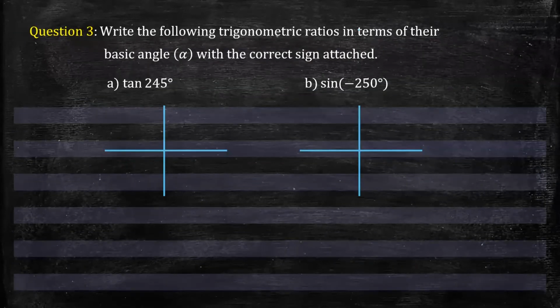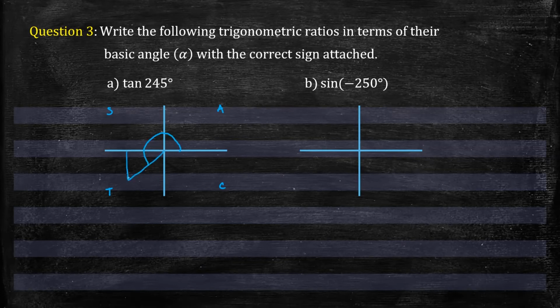In question 3, we want to write the following trigonometric ratios in terms of their basic angle alpha with the correct sign attached. And the first question is tan 245 degrees. So we need to think about which quadrant we're in first. So let's label up C, A, S, T, and this is where these ratios are positive. And we have 245 degrees. So we're going to come around 90, 180, down to about here. So this is 245 degrees.